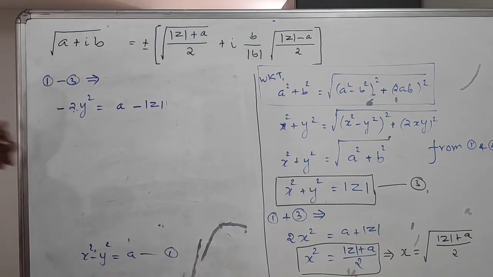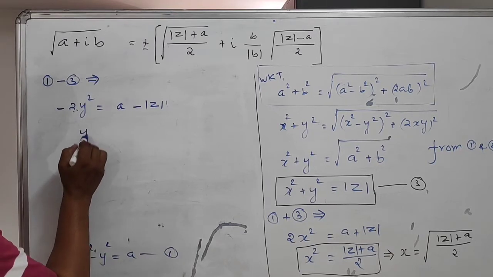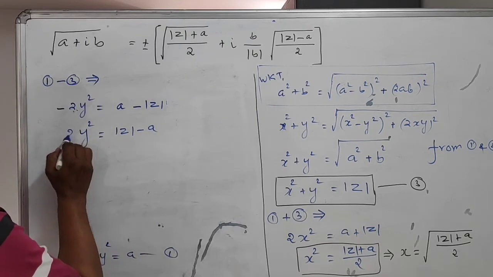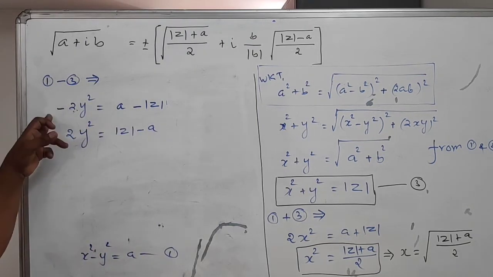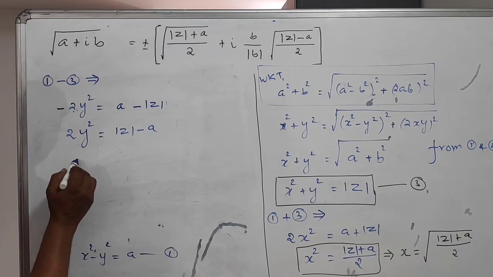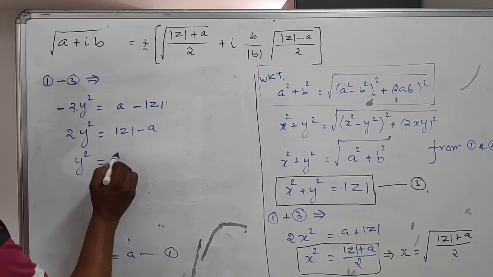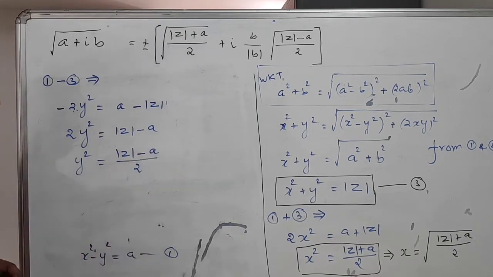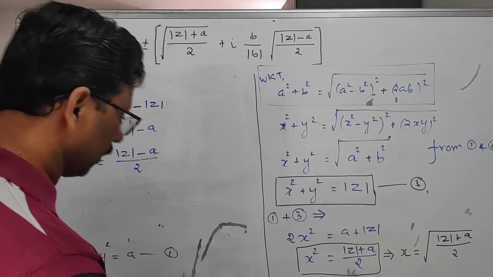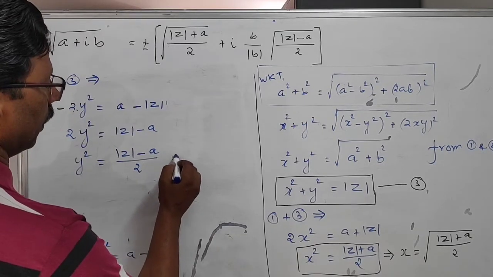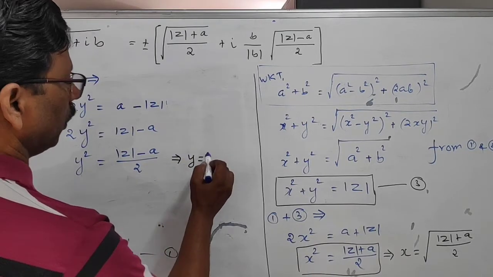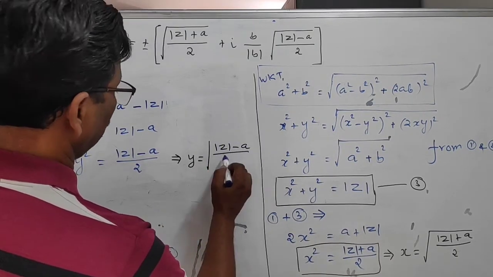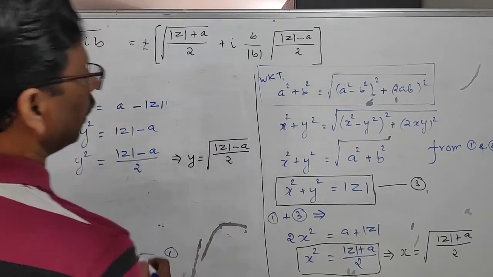Since it is minus, multiply by minus, then you get 2y square is equal to modulus z minus a. Then y square is equal to modulus z minus a by 2. From this we can write y is equal to root of modulus z minus a by 2.